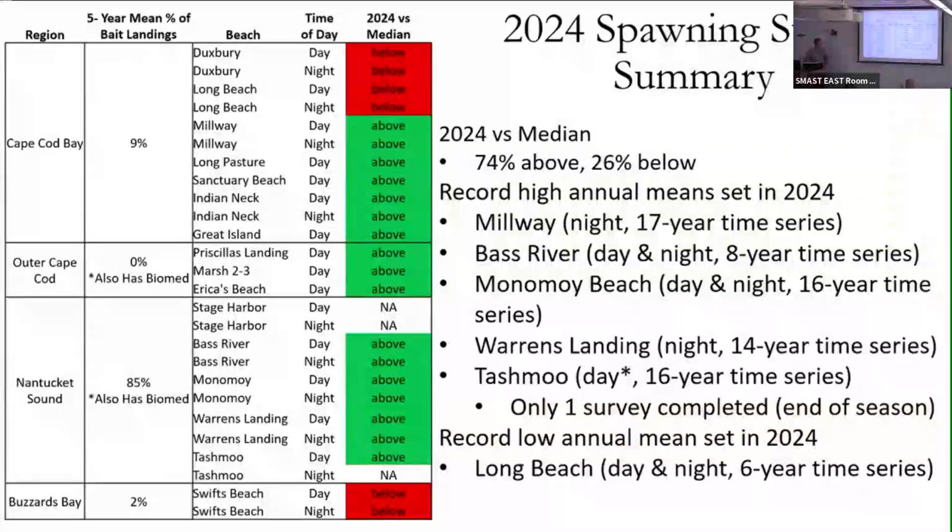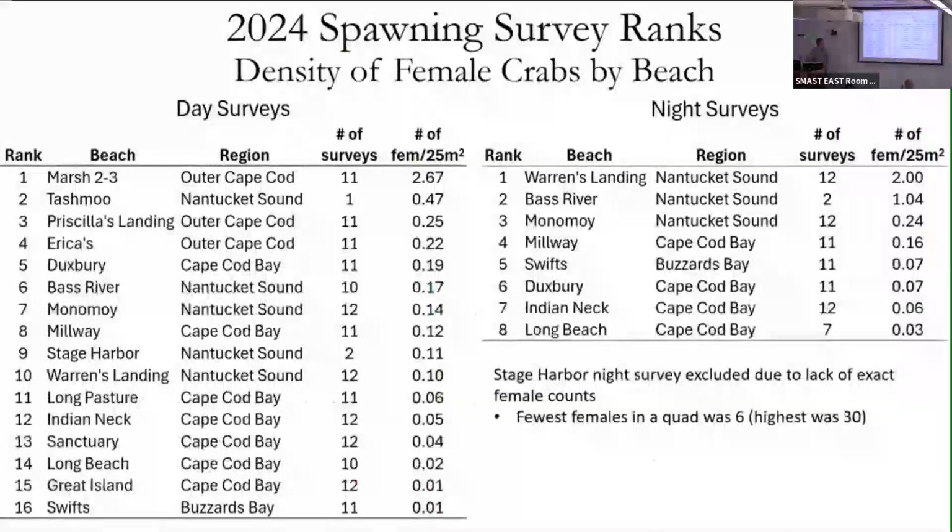So looking at ranks by beach, you see the Outer Cape is pretty well represented at the top. The best beach was Marsh 2-3, over 2 crabs per 25 square meters. And then you have the rest of them down there, going down to Swifts and Great Island. There's a bit of a range here between the Cape Cod Bay and Buzzards Bay sites and the Nantucket Sound and Outer Cape sites. On the right side, you see the nighttime surveys.